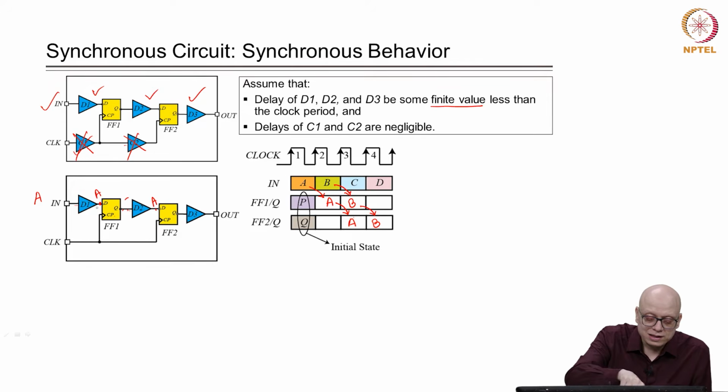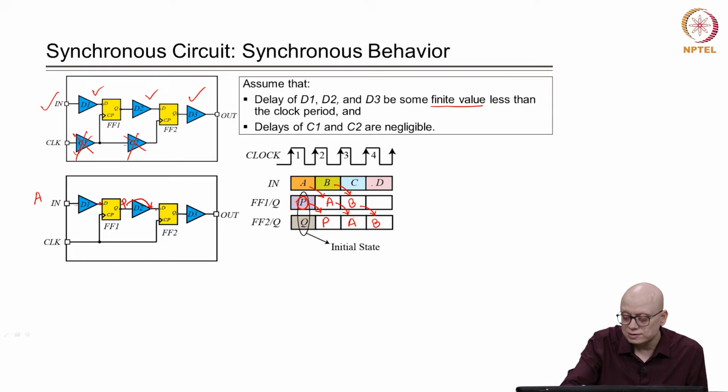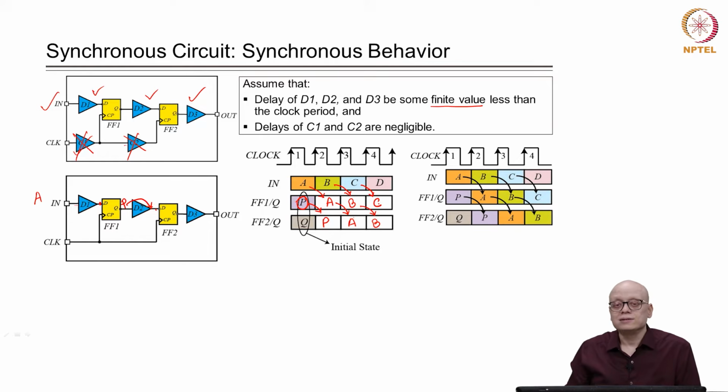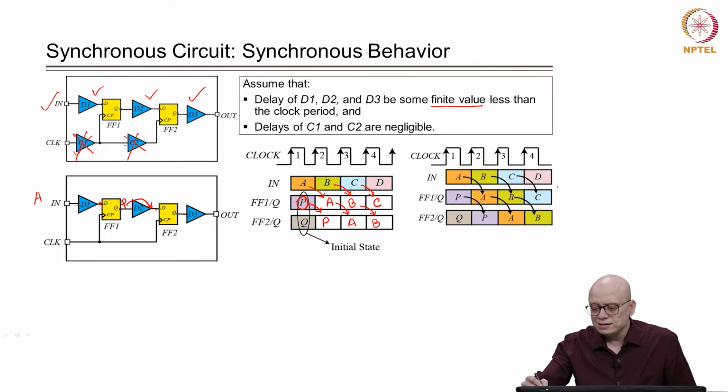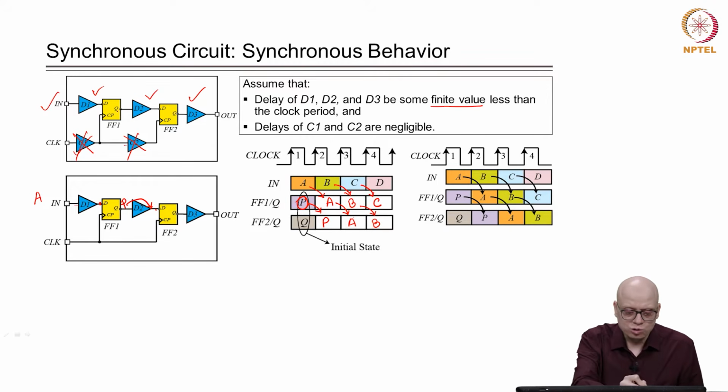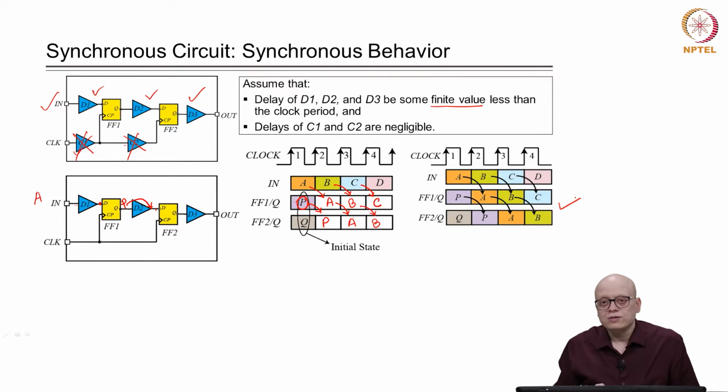Similarly, B will go to this and then in the next clock edge it will go to this. Whatever was P initially here, we assume that at clock cycle 0 we had P at this point. That will propagate to D, and in this clock cycle we will have P. Similarly, C will come here. So we will get something like this. If D1, D2 and D3 have some finite delay less than the clock period, then the value at the Q pin will be as shown in this figure.